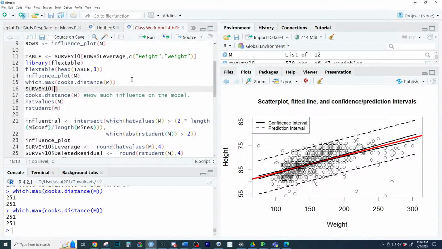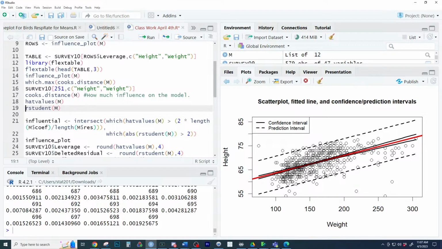Go to survey 10 here, go to row 251. We're only going to look at the height and weight of the individual. I wrote some code for this yesterday, and that person is 260 pounds, and look right there, 260, 54 inches. So my suspicions were correct that they are the most influential point in the model. Just knowing what I know, you have to be pretty far away on the X's, and then also far away from the model itself. Next, we have the hat values right here, and hat values are actually leverage.